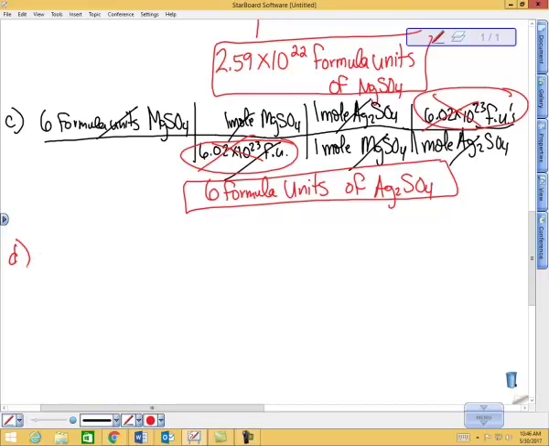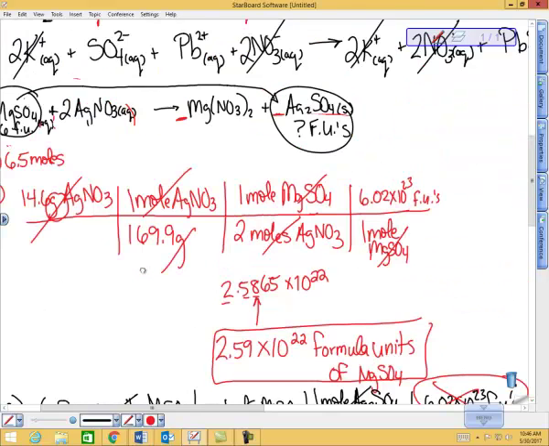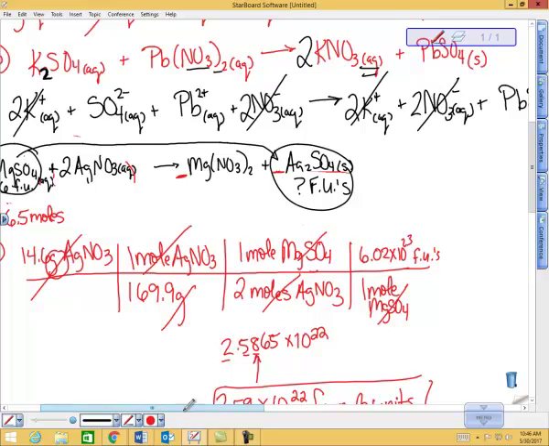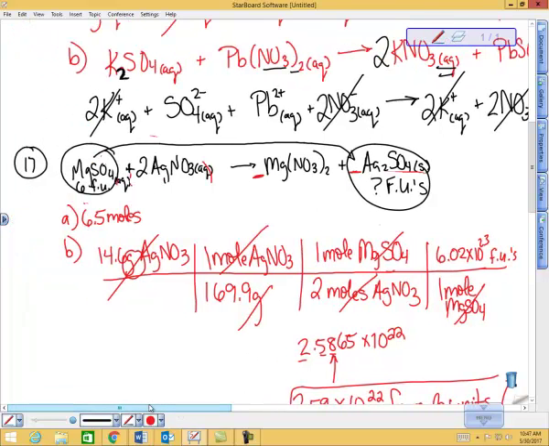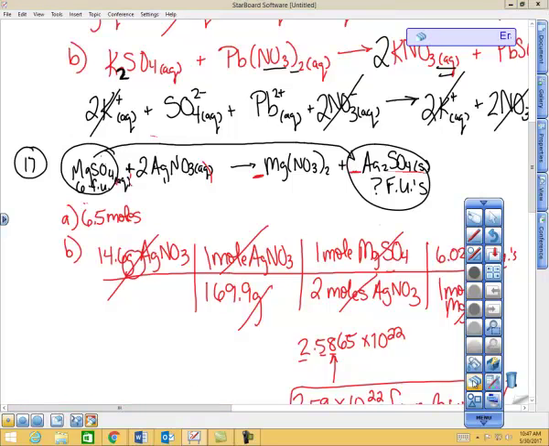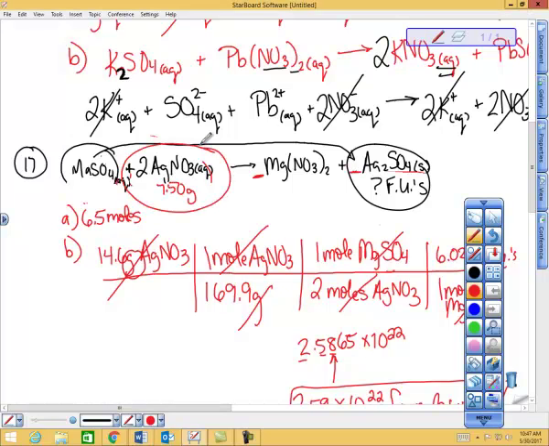All right, let's go to part D. Okay, if I have 7.50 grams of AgNO3 and an excess of magnesium sulfate, it means magnesium sulfate just won't run out on you. That's what excess means. It's not part of the problem, by the way. Let me erase and organize the information here. They are giving you 7.50 grams of silver nitrate.